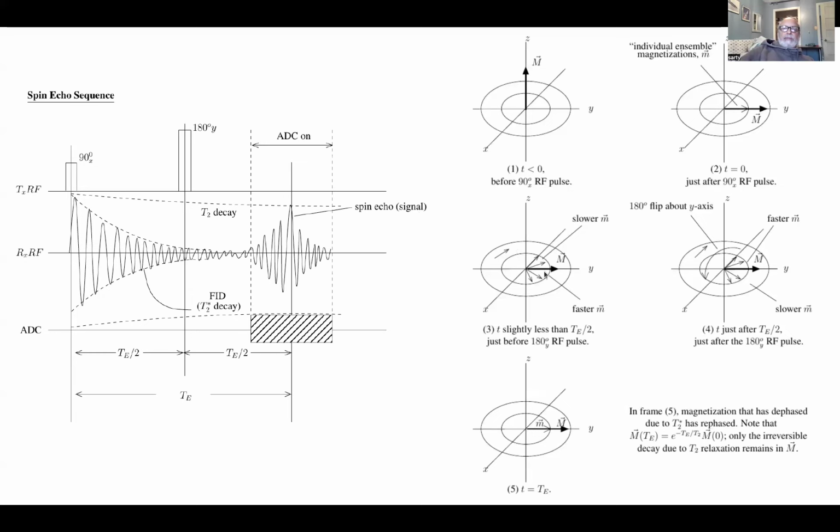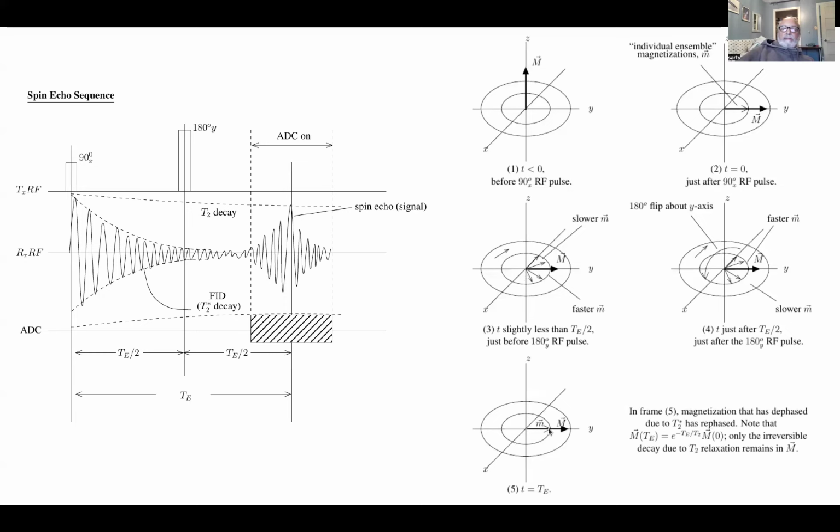And this flips the spins kind of about the main spin direction, M, flips them over. And so now the spins that were lagging behind are now in front. And so they lag back into M. And the ones that were taking off away from M now will catch up with M. And after a certain amount of time, the echo time, TE, they will all come back together. And when they all come back together, everything's rephased, but that T2 decay has still happened in that time frame.